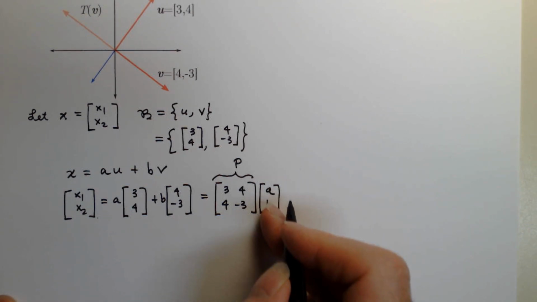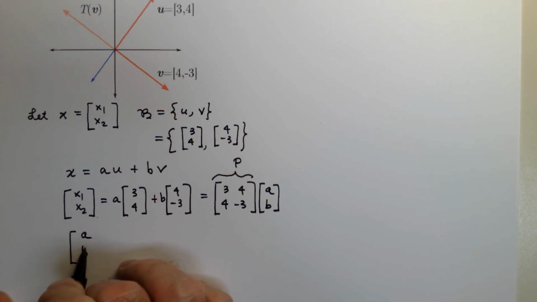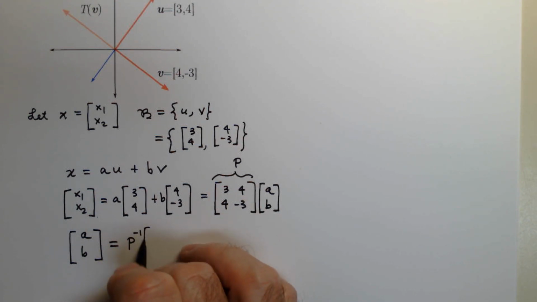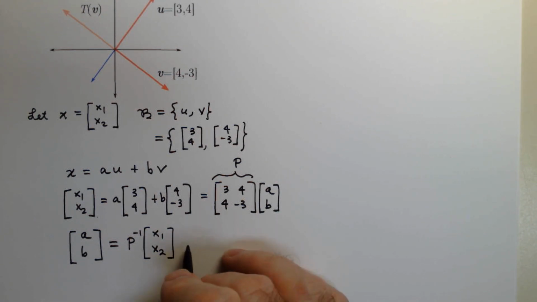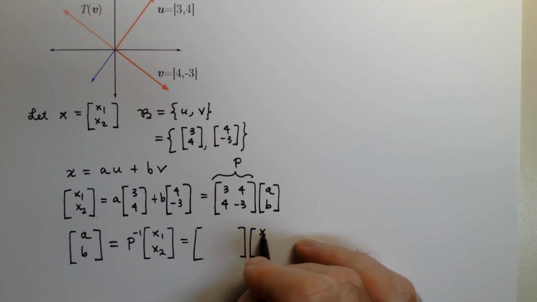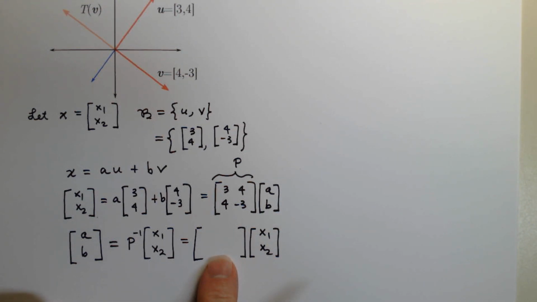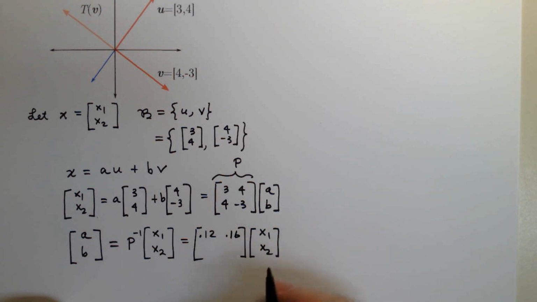So if we want to find these components or these coordinates A and B, all we have to do is take the inverse of P and apply it to the coordinates or components of the vector x. And what that would look like is... and this is not hard to find the inverse of this matrix. It turns out that it has entries 0.12, 0.16, 0.16, and negative 0.12. All right.